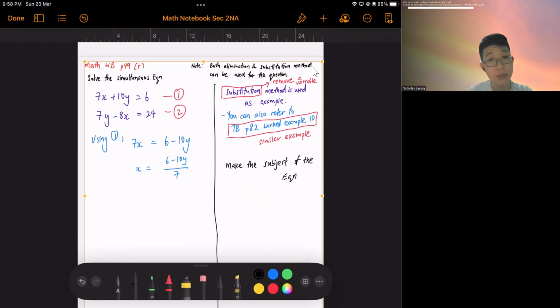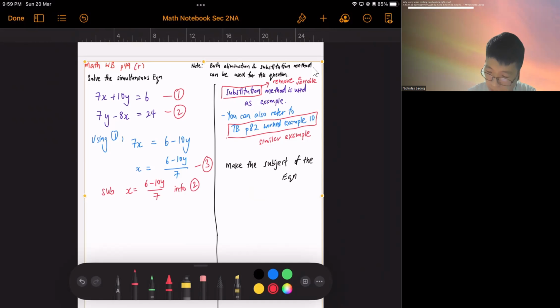Some of you might ask, if I want to make y the subject of the equation, is it possible? It's possible as well. So you can try it yourself, and after that, you can let me know. Next, I'll label this as equation 3. Once I have equation 3, I will substitute it into equation 2. So I substitute x equals (6 minus 10y) over 7 into equation 2.